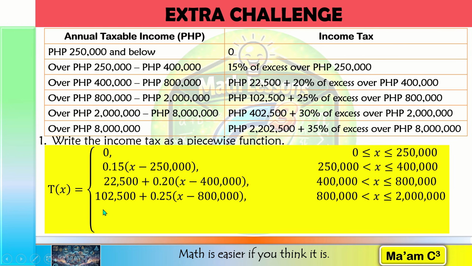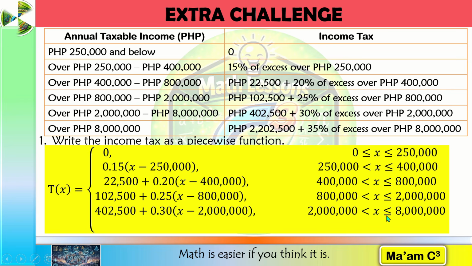Next condition, T of x is equal to 402,500 plus 30% of excess over 2 million pesos. So 402,500 plus 0.30 times the quantity x minus 2 million. If over 2 million up to 8 million, less than or equal to 8 million but greater than 2 million.